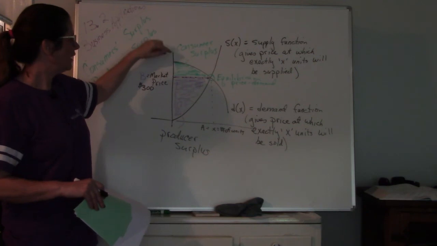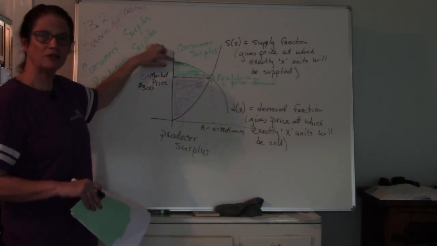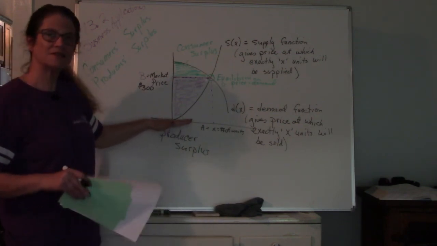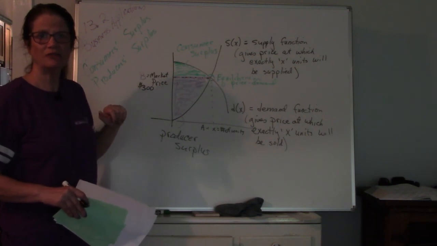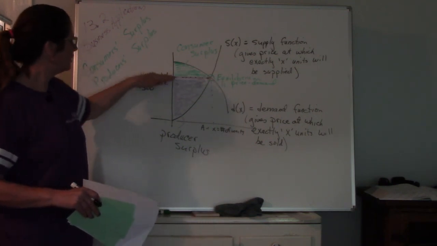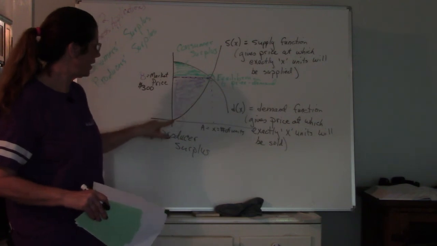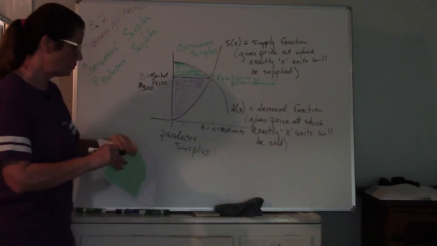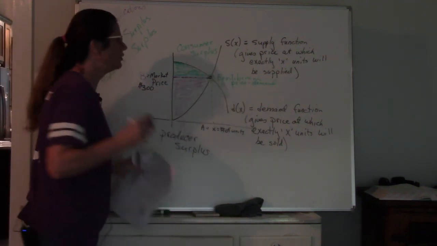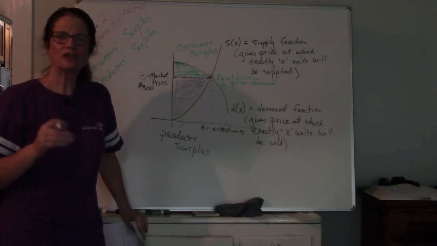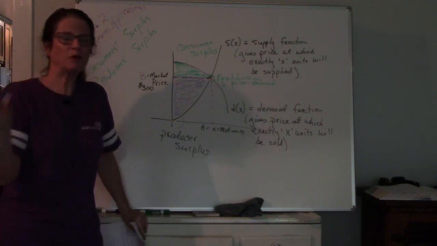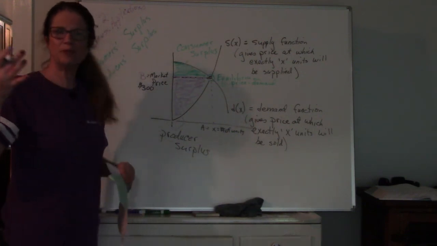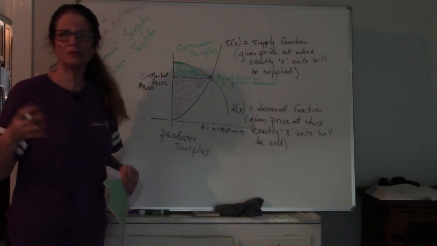For consumers, people are willing to pay more, but they don't have to. For producers, business owners, they're willing to sell things for less, but again, they don't have to. When my demand and my supply function cross, this point right here is called the equilibrium price. That's the price that will make both the consumers and the producers happy. That's the basic premise of consumer and producer surplus.